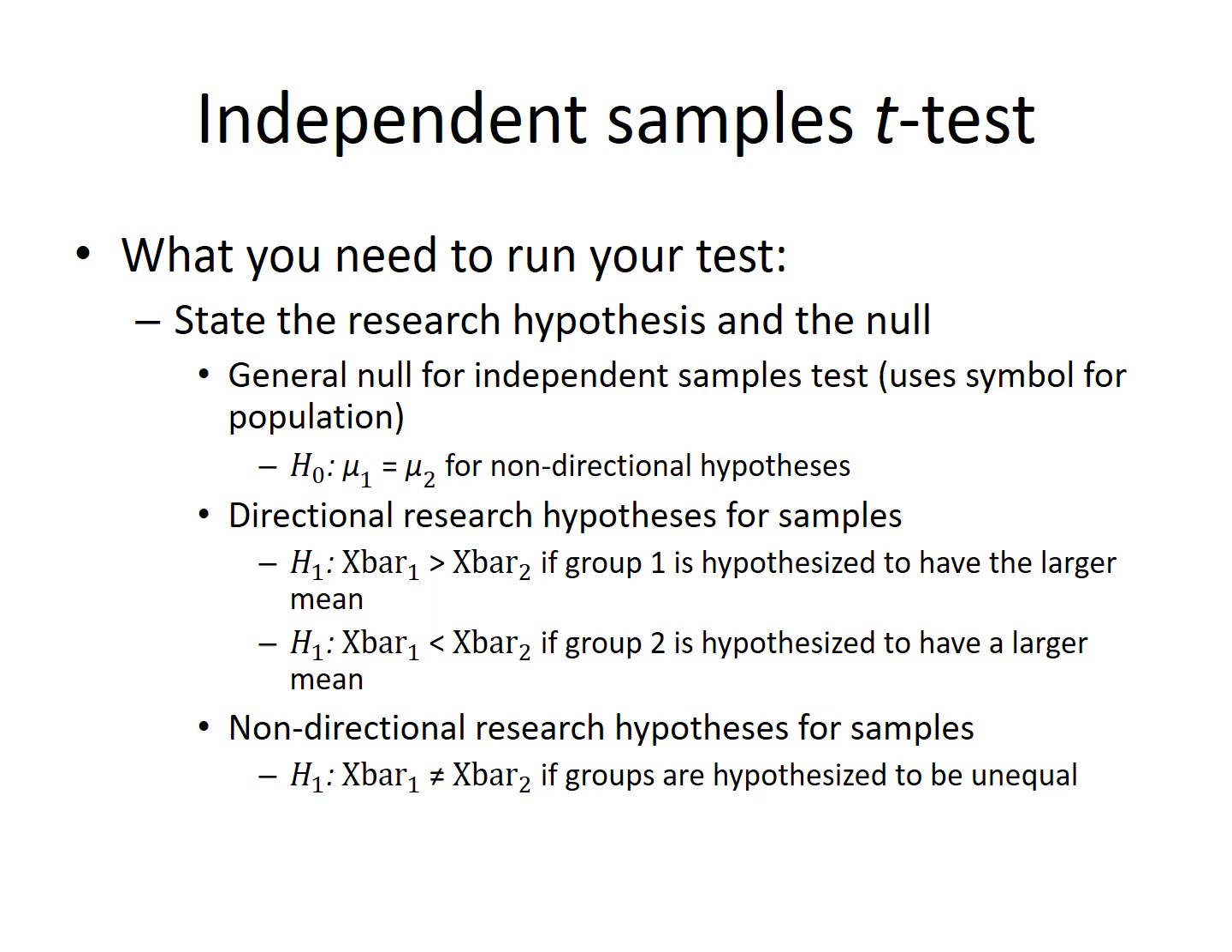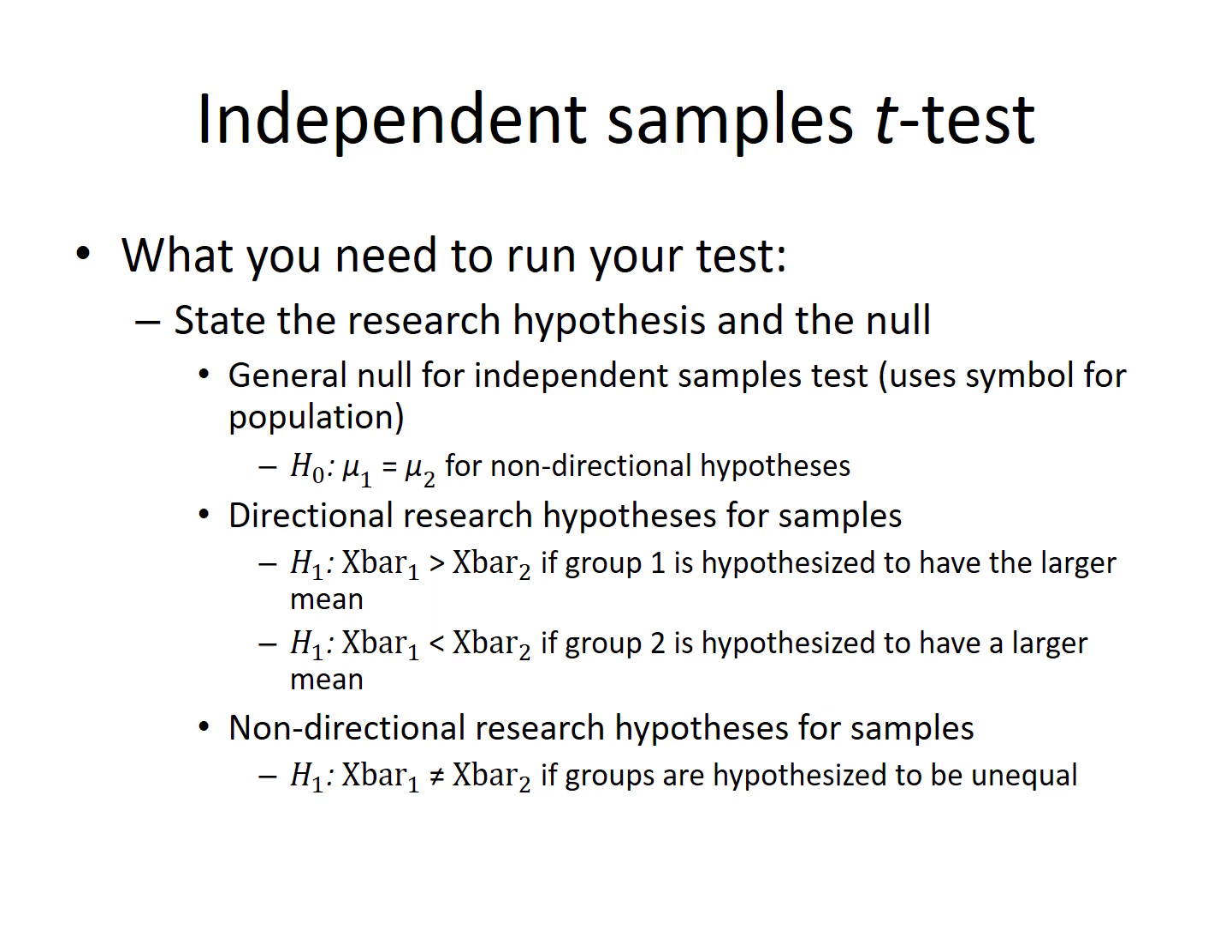We want to state the research and the null hypothesis. So, for instance, we could use the general null for independent samples tests, which states that the mean of the population for group 1 will be equal to the mean of the population for group 2. If we have a directional hypothesis, we'll state which group will have the greater mean.